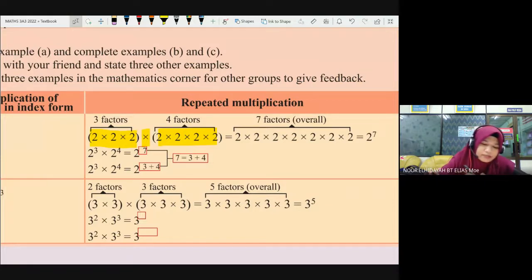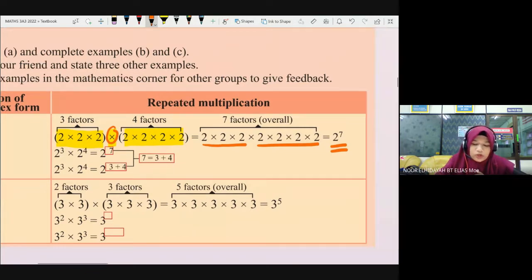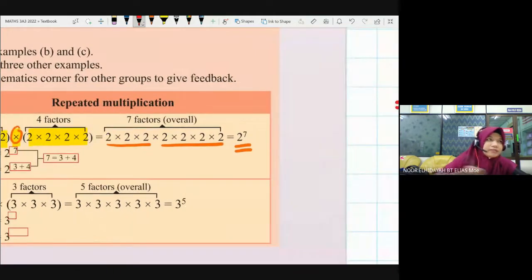Sebab yang ni melibatkan multiplication. So this one, 2 times 2 times 2 times 2 times 2 times 2 times 2. So awak kira ada berapa kali factor semua? How many factors semua? Dia ada 7. So awak akan dapat answer 2 to the power of 7. Itu awak dah tahu, dan kita akan apply this knowledge untuk law of indices.